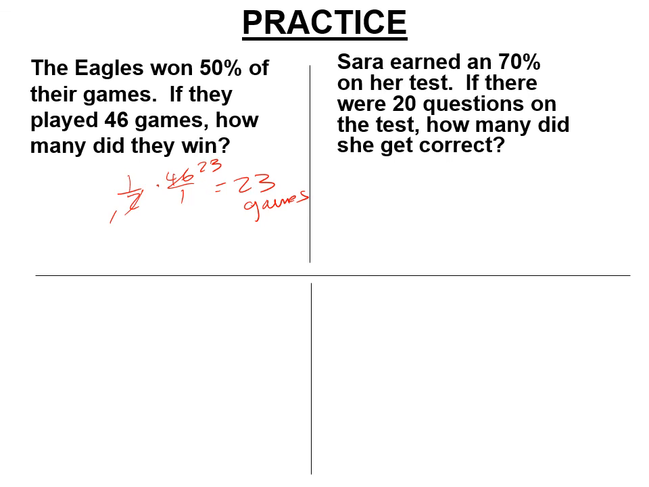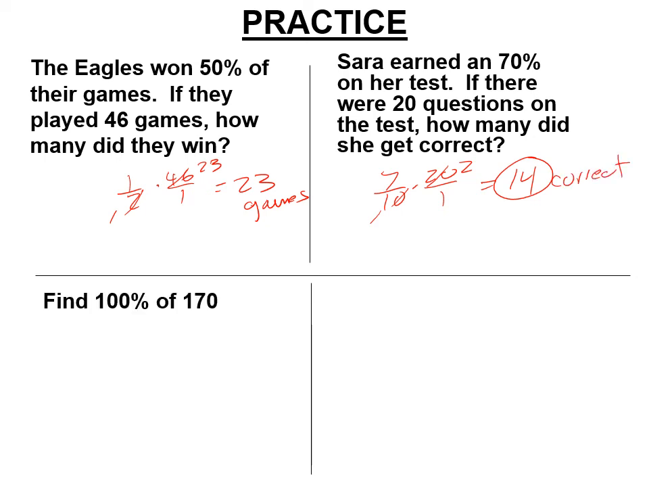Sarah earned a 70% on her test. If there are 20 questions on the test, how many did she get correct? So 7/10, right? 70 out of 100 simplifies to 7/10. Cancel. And she got 14 correct. She got 6 wrong. Let's write 14 correct. Since this is a word problem, there should be a word on it.